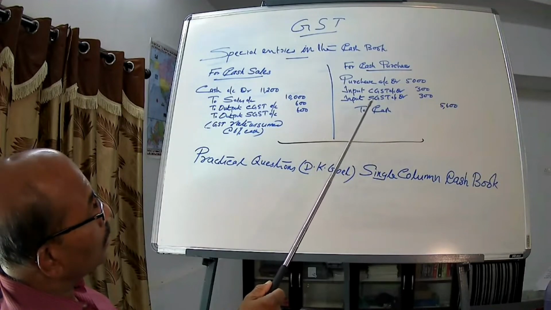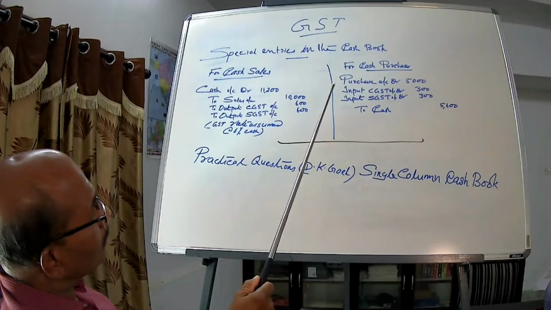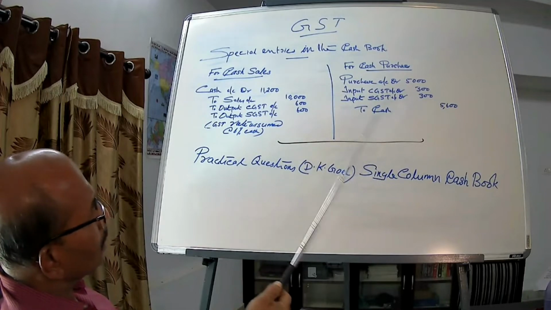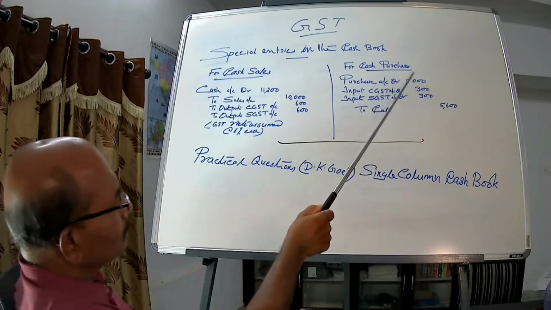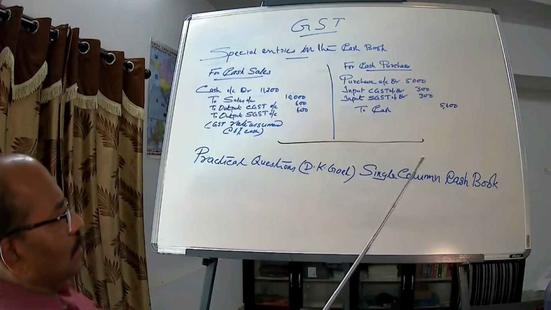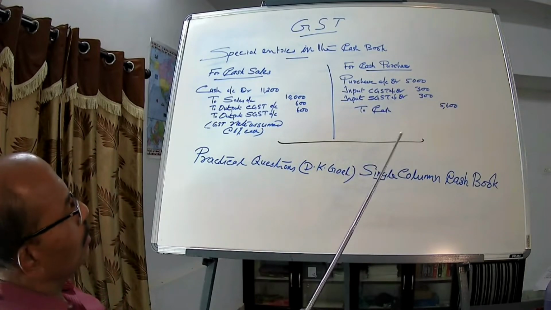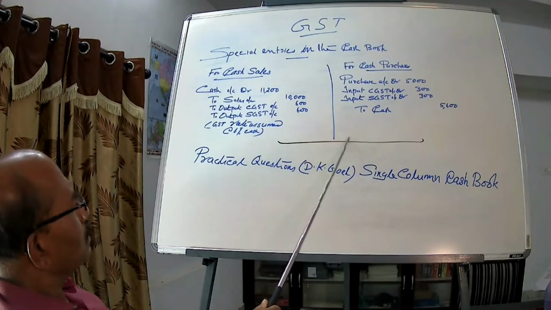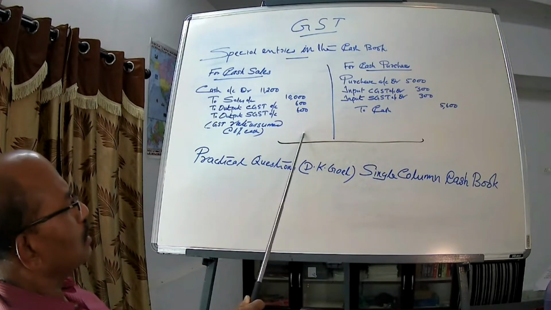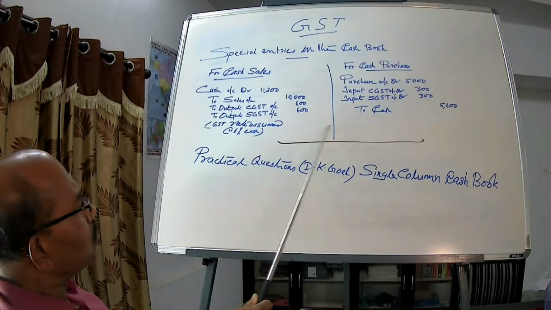How do you account it? Prior to the GST scenario, a simple journal entry: purchase account debit 5,600 to cash 5,600. That is no longer possible. So these two entries may be new to you. That's why I am giving emphasis to this one.